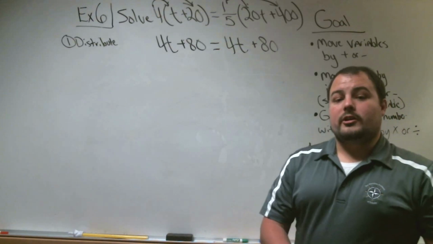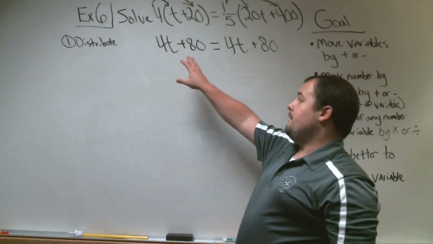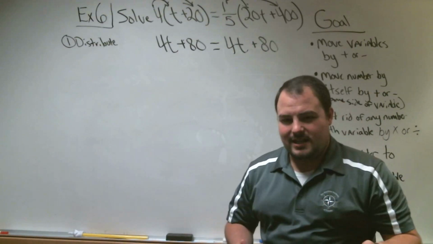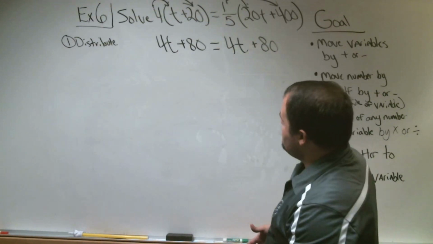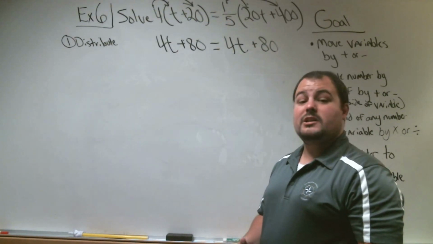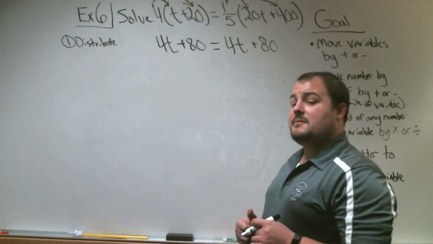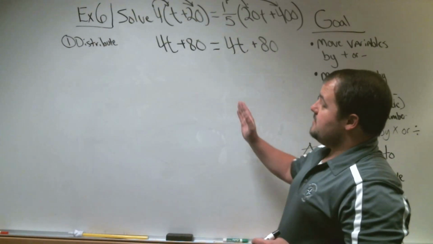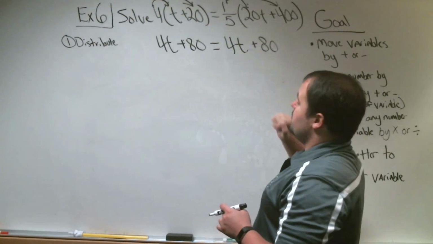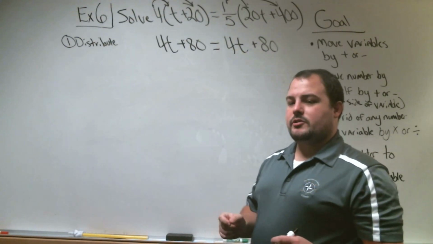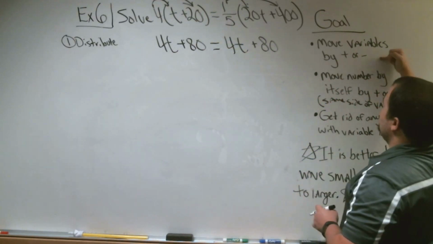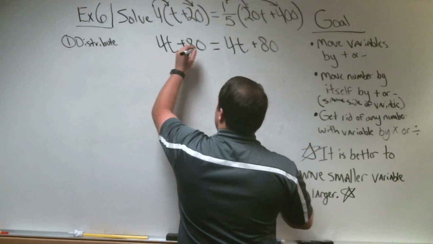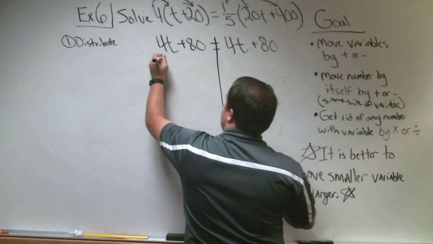So, look at this problem here. We have 4t plus 80 equals 4t plus 80. Do they say the same statement? Yes, they do. Since they say the same statement, we're going to see another special case. So it says the left side is equal to the right side. So what we're going to do is move the variable by adding or subtracting. In this case, since they're the same variable, again, it doesn't matter which one we move.